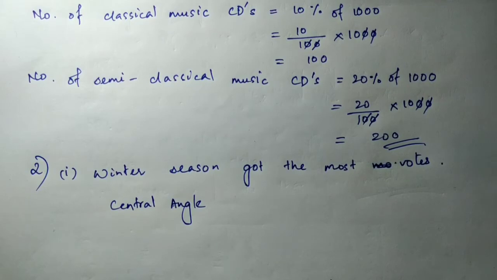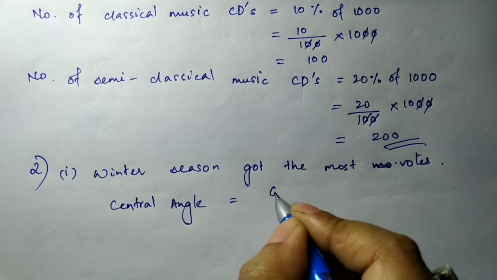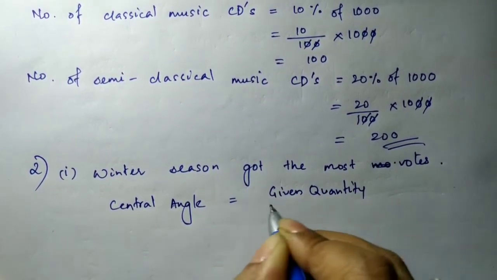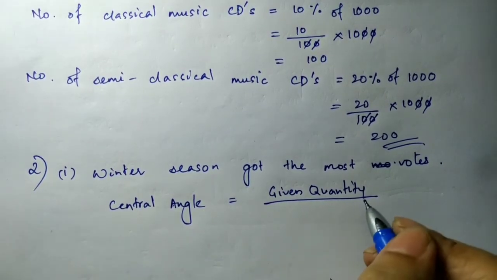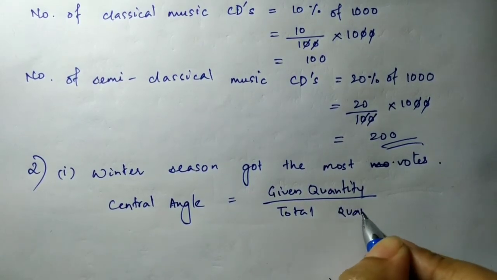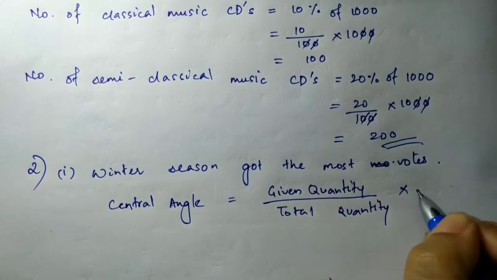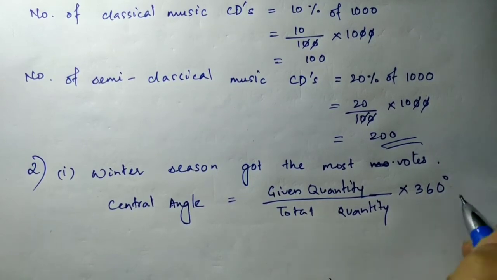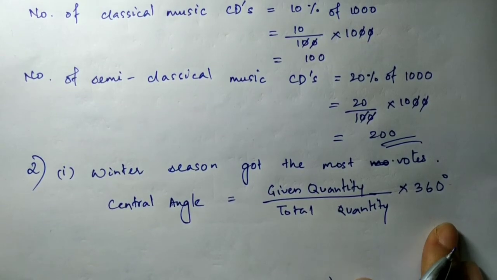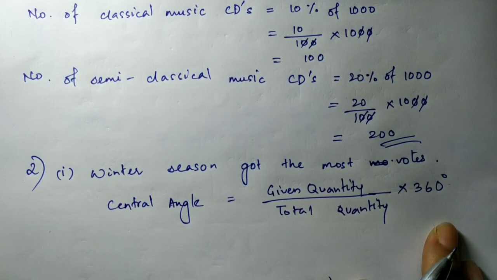the given quantity, the particular quantity that is given. Suppose for the summer season, the number of votes is 90. Divide it by the total quantity, the total of all quantities, into 360 degree. Why is it 360 degree? Because in a circle the whole angle is equal to 360 degree. So we multiply with 360 degree to find out the central angle for each of them.